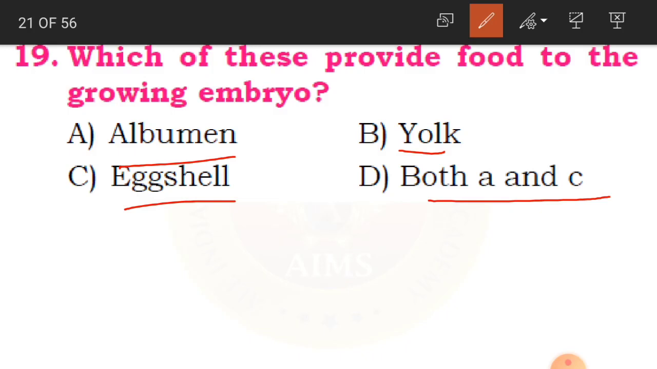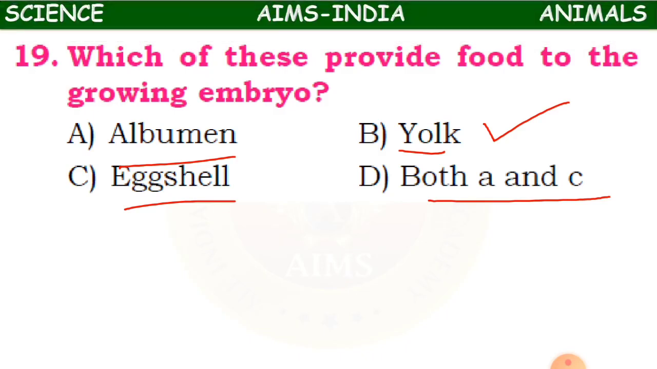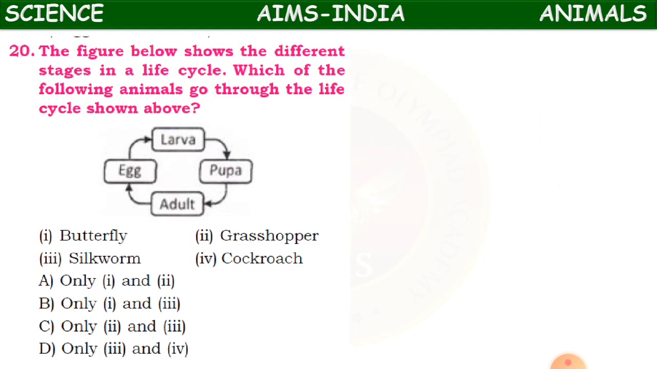So which contains food and which is going to provide the food to the embryo? That is yolk. Okay, children? Yolk has got food stored in it and it is going to provide that food to the embryo. Okay, children? Clear? Now we'll go to the 20th question.